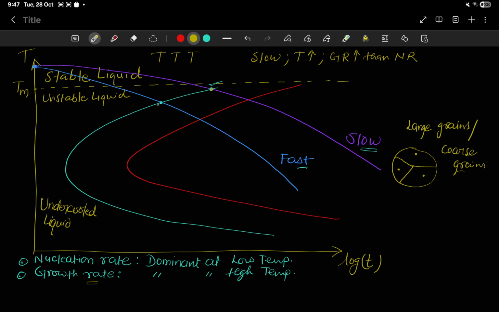Now here at fast cooling, what will be happening here? You can see here this temperature is less.